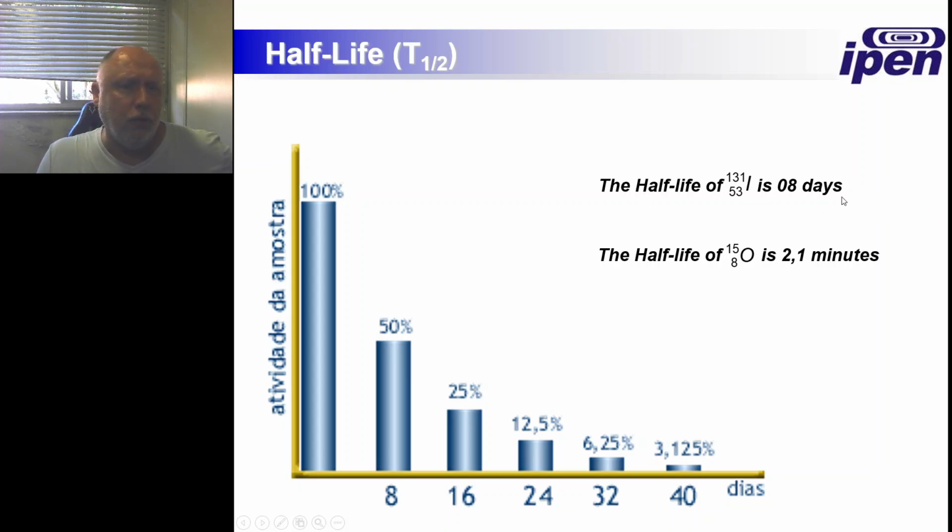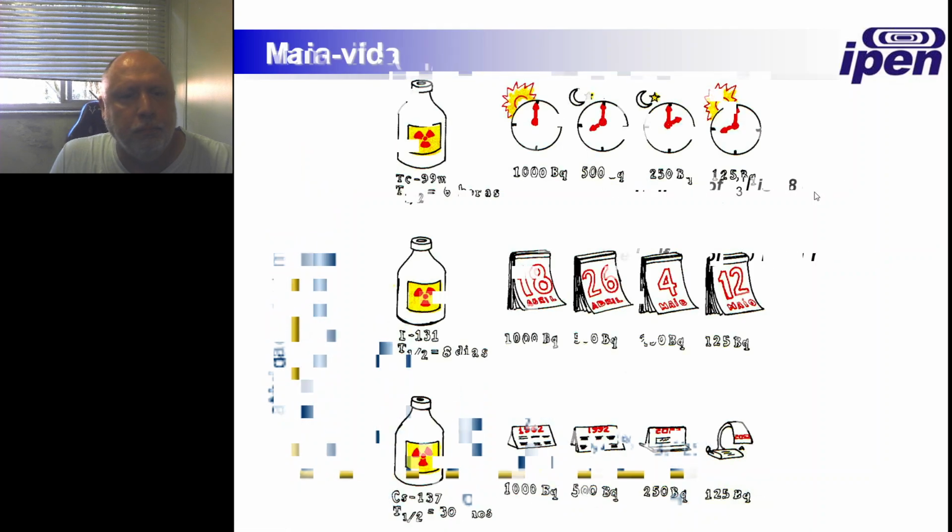Iodine 131 has an 8 day half-life, so it takes 8 days for it to go to half of its activity. Oxygen 15 takes 2 minutes to get to half of its activity, meaning that in 20 minutes it's 1,000 times less active than it was to start with, right? While this one will take quite a lot longer.